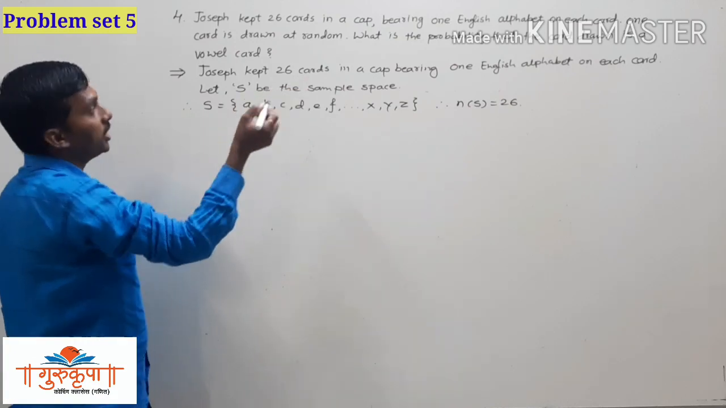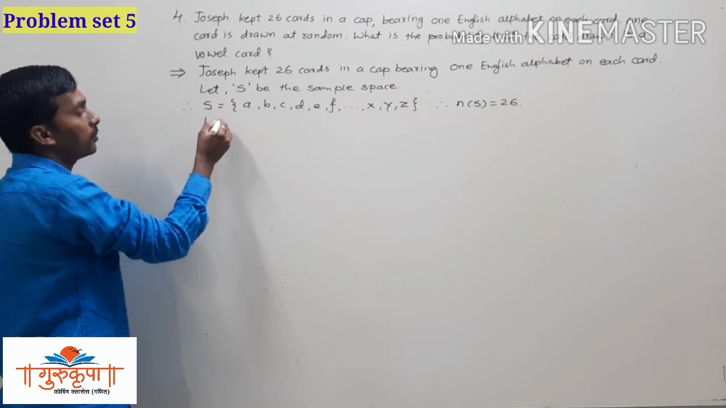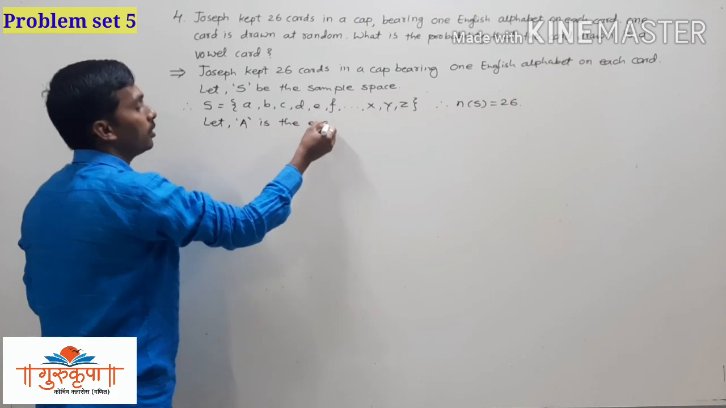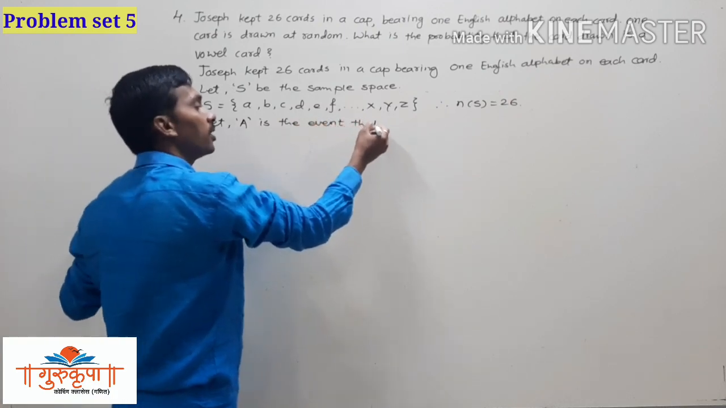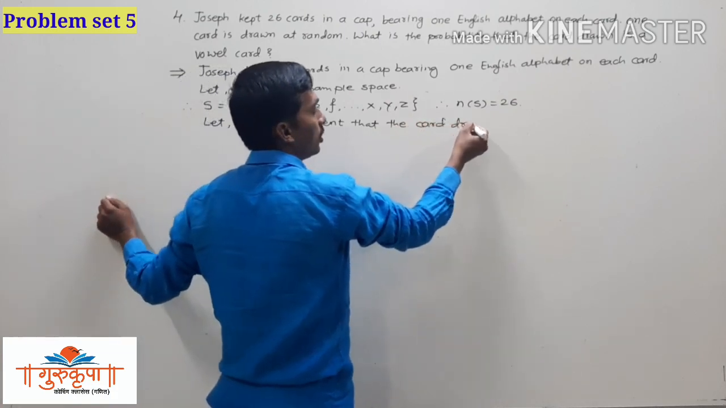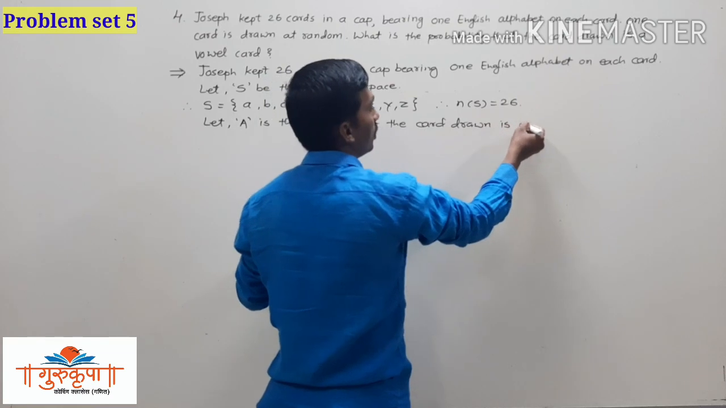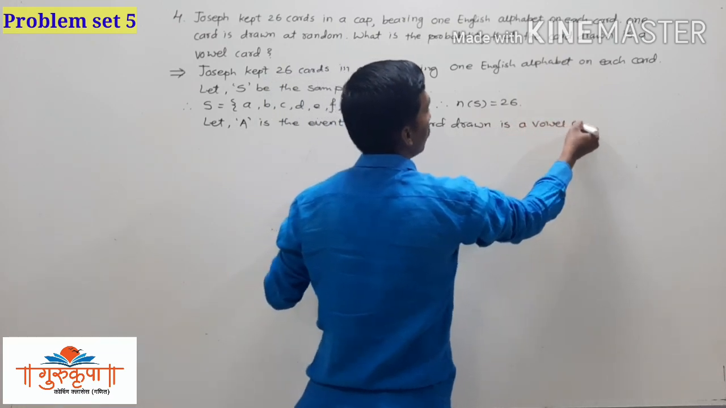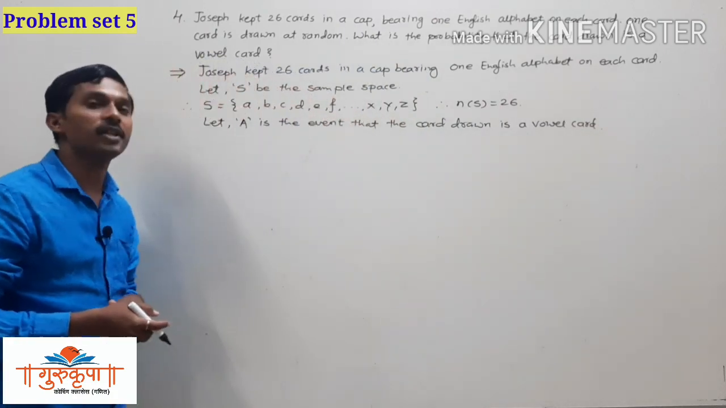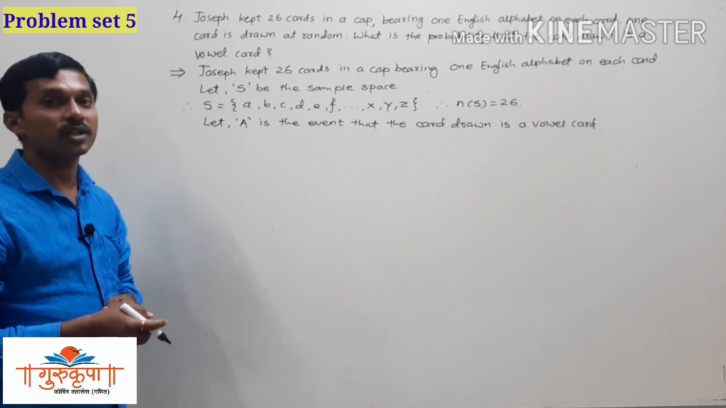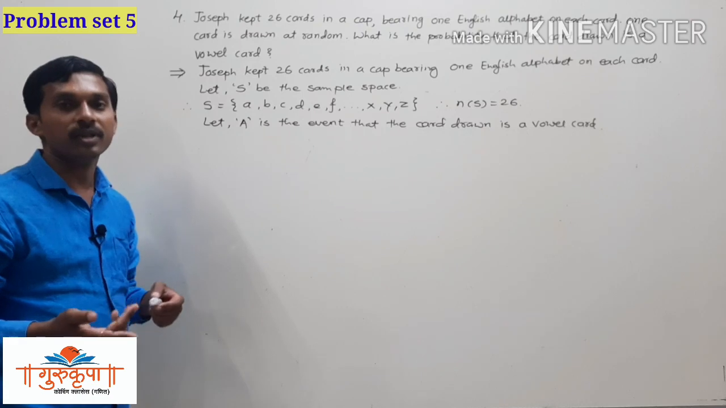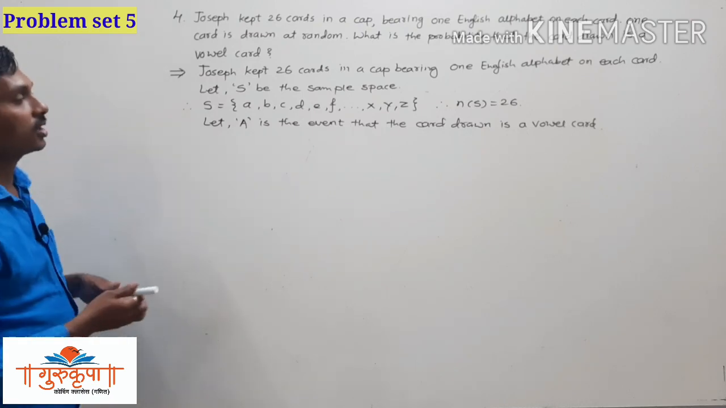Let A be the event that the card drawn is a vowel card. Sometimes the question may be changed and we have to find the probability that the card drawn is a consonant card. So we know that there are 21 consonants in all, so the probability is 21 upon 26. So you have to take care about that also.